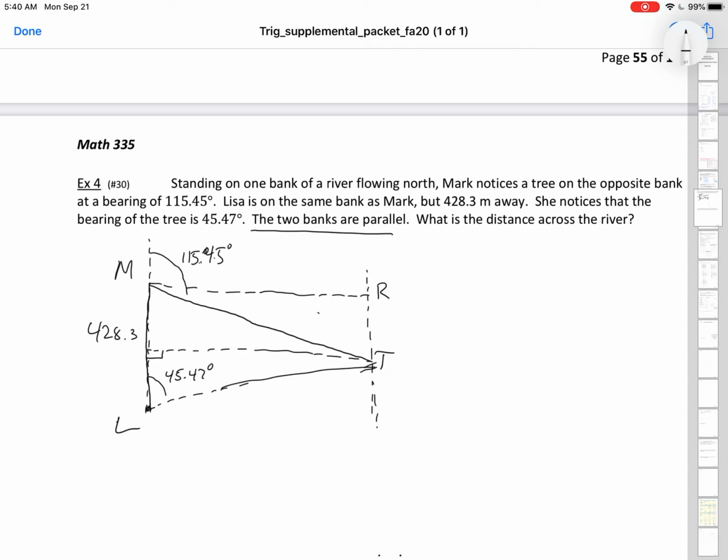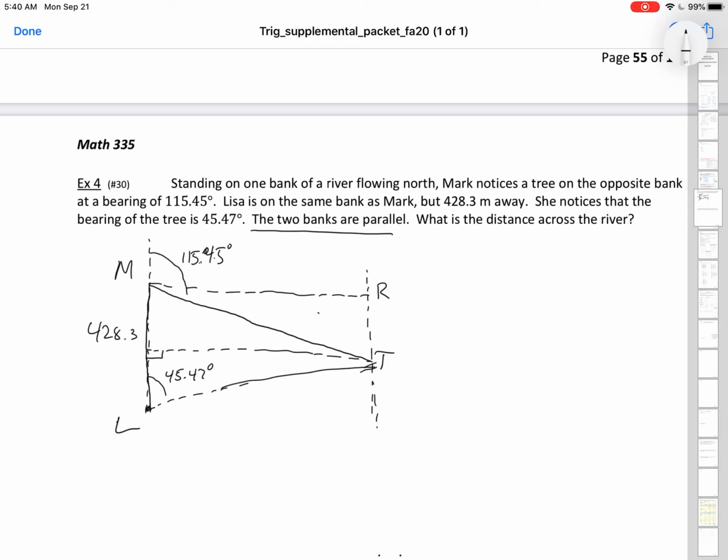What we don't necessarily know, though, is if this line right here directly cuts this angle in half. I think that's what I was worried about saying. So let's go ahead and find some things that will help us get this straight across distance from M to R, right? From M to the other side of the river. That's why I chose R.